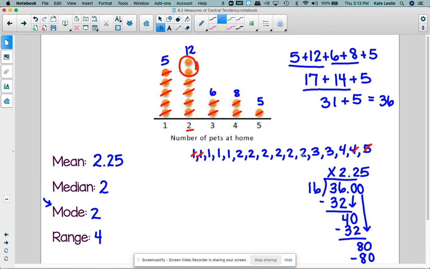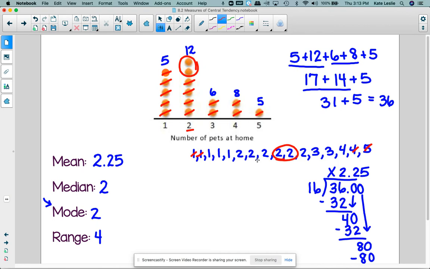If that didn't make any sense to you, you are more than welcome to do one low, one high, and please do it that way, the way that I taught you previously. You will still have 2 remaining in the middle, which would still give you a median of 2. Okay? And that's how you find the measures of central tendency on a dot plot.